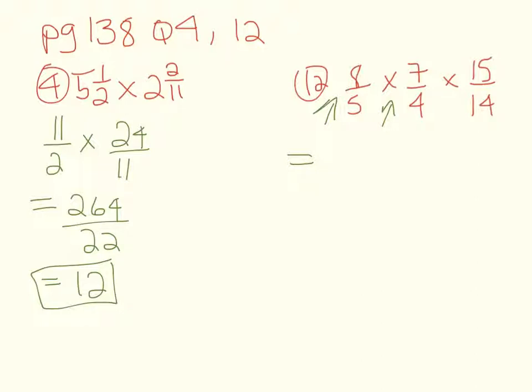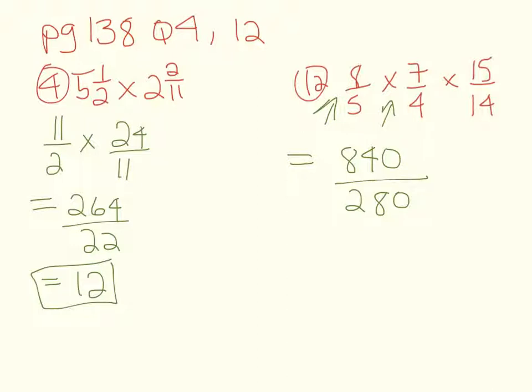So 8 multiplied by 7. Okay, and then we multiply that by 15, and we should get the answer of 840. 5 multiplied by 4 gives us the 20, and then we're multiplying that by 14 should give us an answer of 280 for our denominator.